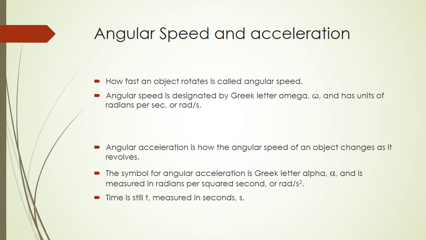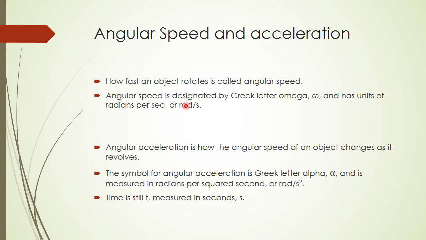For angular speed and acceleration, we're going to talk about how fast things rotate, or the speed at which they rotate. That's called angular speed. Angular speed is designated by the Greek letter omega, which looks like a curvy W, and has units of radians per second, written as rad per s.